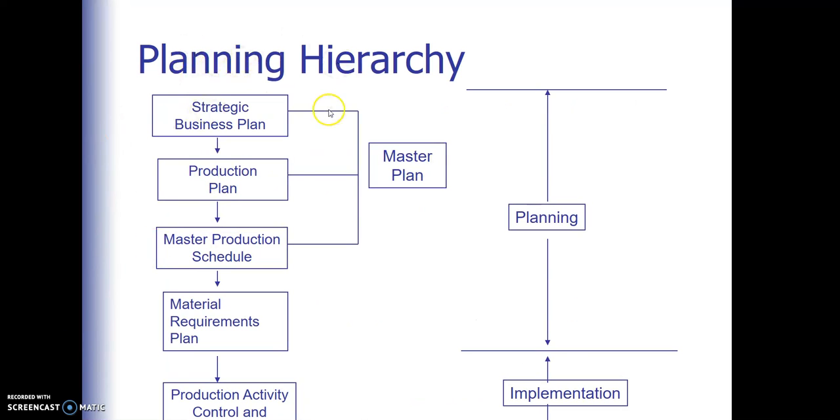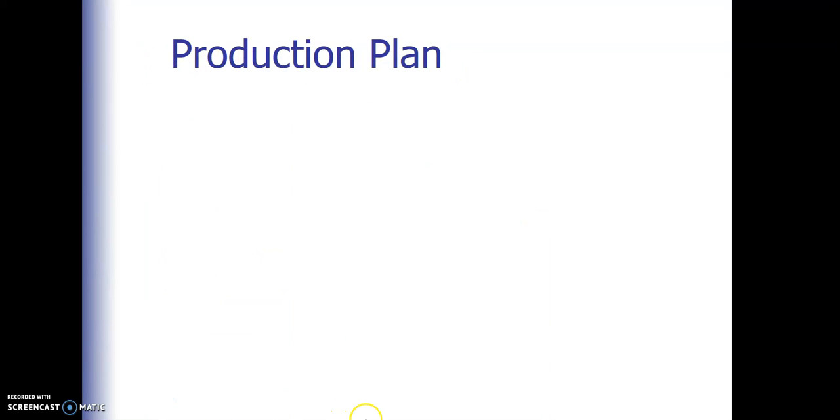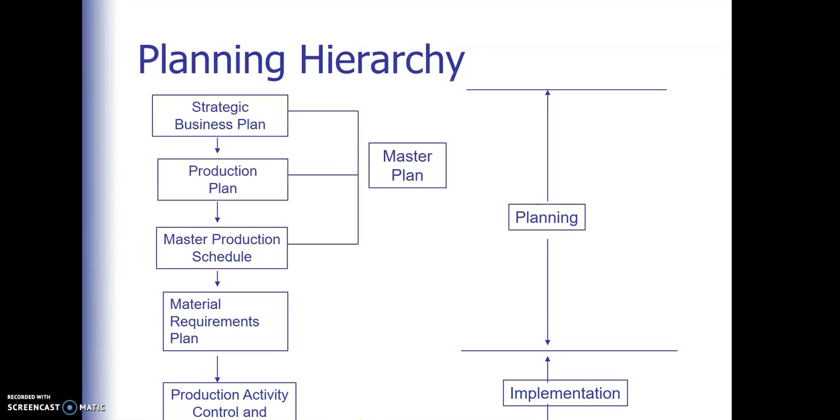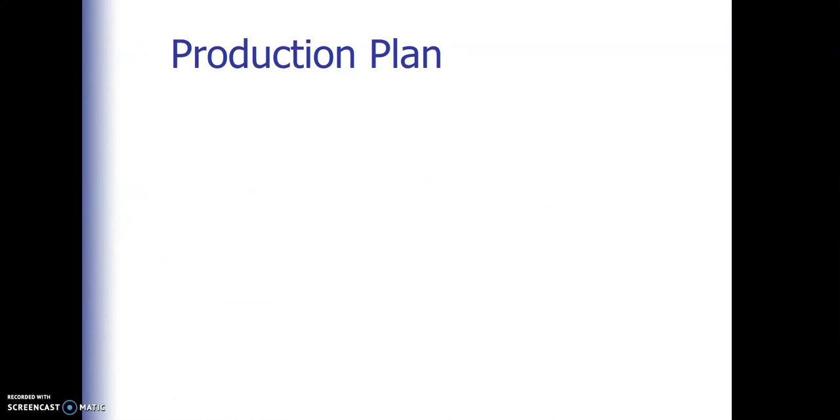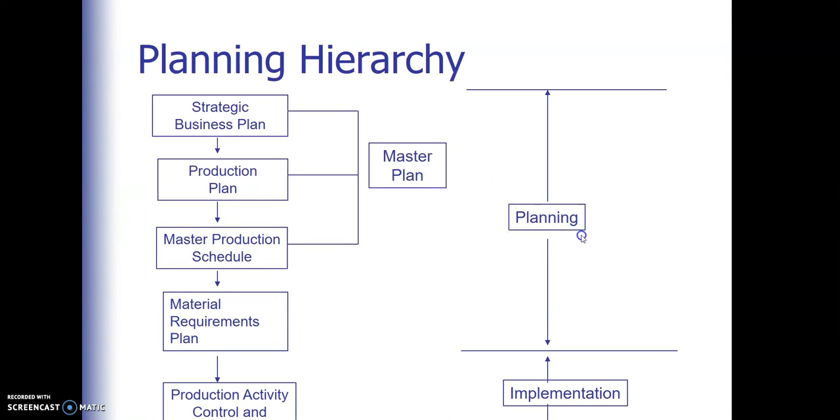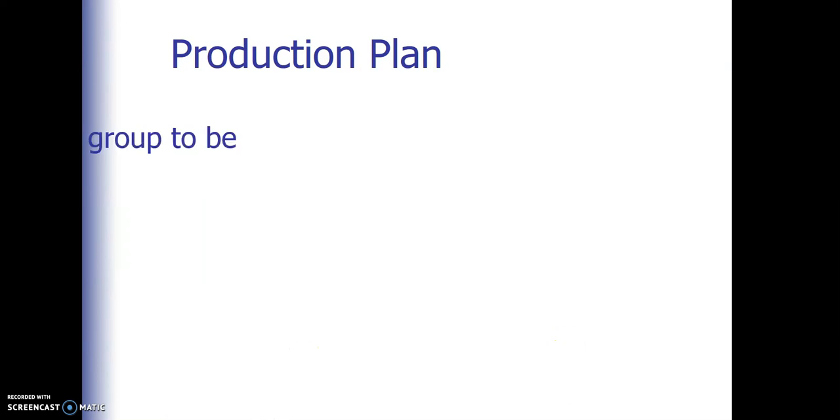Well, let's look at the planning hierarchy. So you just see where you start with your strategic business plan and you go into the master production plan and the master production schedule. That's all part of your master plan. Then your MRP goes right into your production control and purchasing. Amazing, isn't it? Then you look into your planning and your implementation.